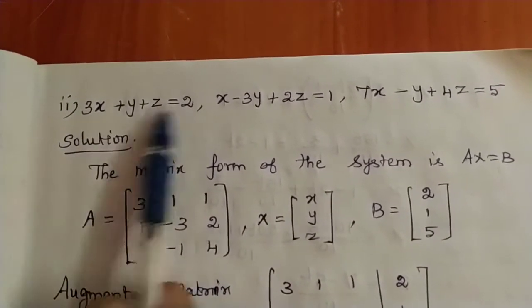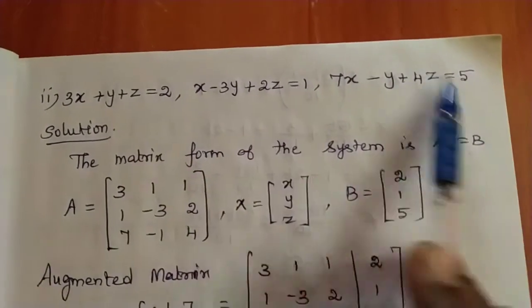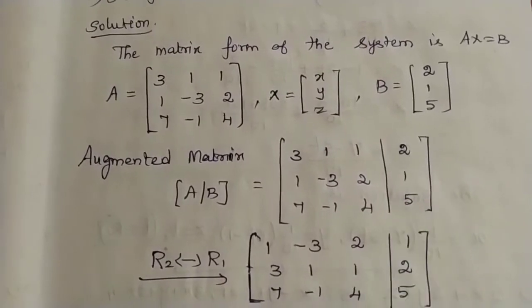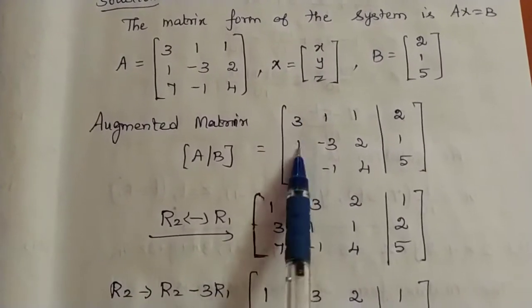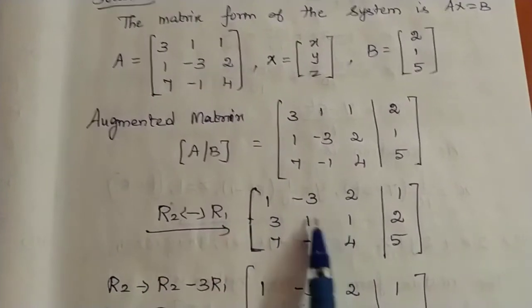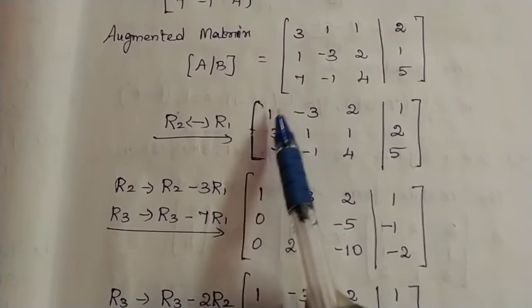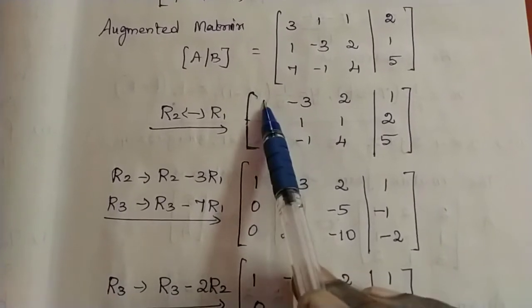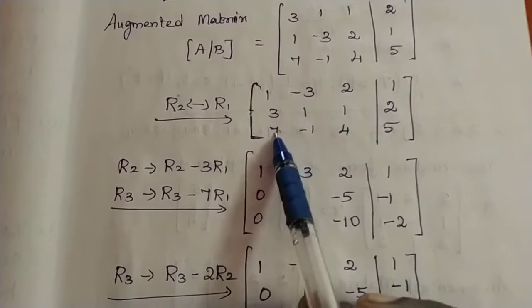Write the coefficients of x, y, z and b: 2, 1, 5. Write the augmented matrix [A|B]. Now see that there is a 1 here, so interchange R1 and R2. We want to make the entries below that 1 equal to 0. That means R2 becomes R2 minus 3R1 and R3 becomes R3 minus 7R1.